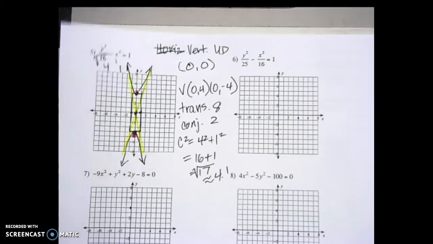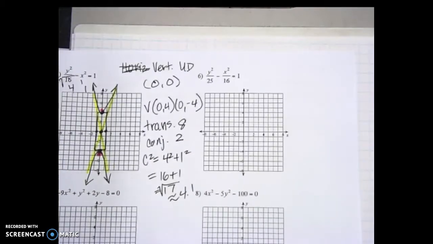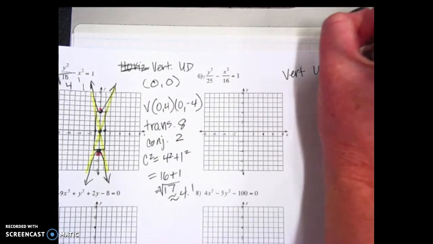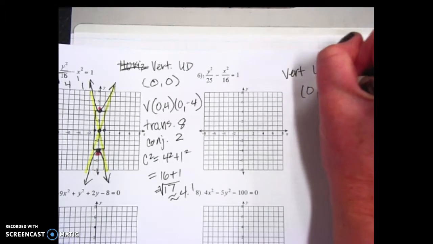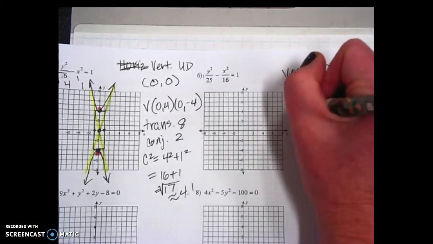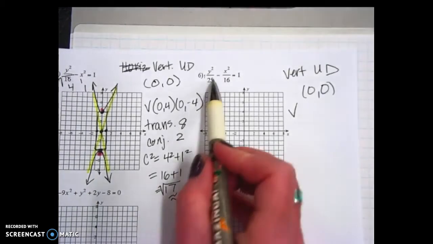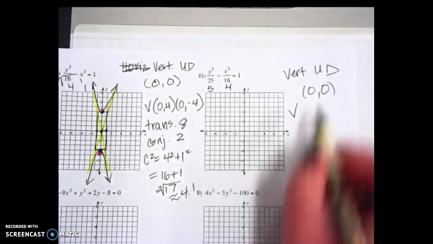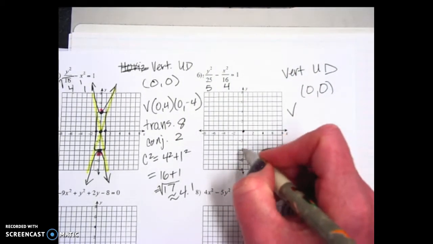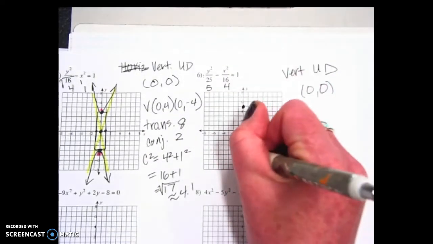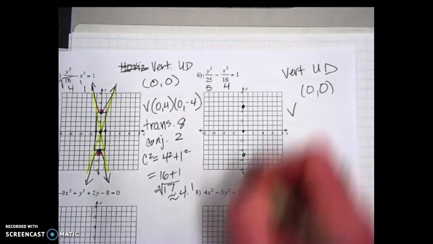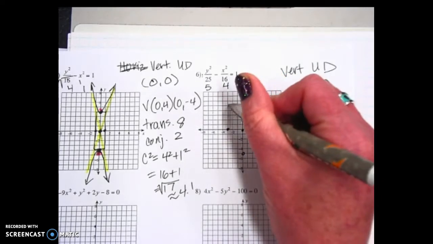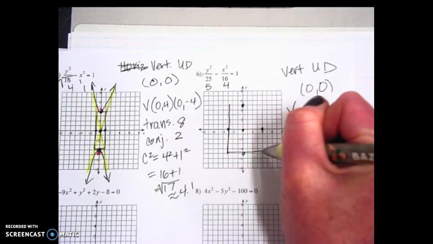All right, let's look at 6. So 6 starts with y squared as well, so it's going to be vertical, open up and down. Center at 0, 0. We need vertices. So square root of 25 is 5. Square root of 16 is 4. So if the center is at 0, 0, we want to go up 5 and down 5, put a point. We want to go right and left 4, put a point. So it's a rectangle, but it's almost a square.